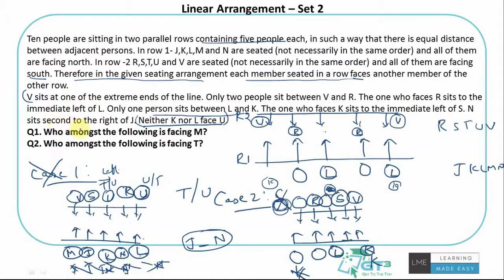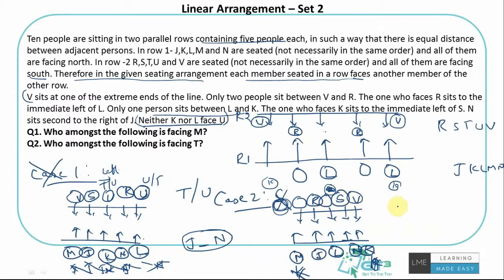Then N sits second to the right of J. So that's again the same concept, J and N, there should be one person sitting here. So if I have J here, N will be coming here, that's not correct. If J is here, N will be coming here, that's perfect. There is no other possibility left. So J, L, N, K and M must be coming here.